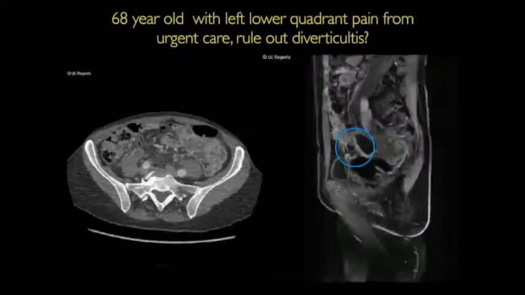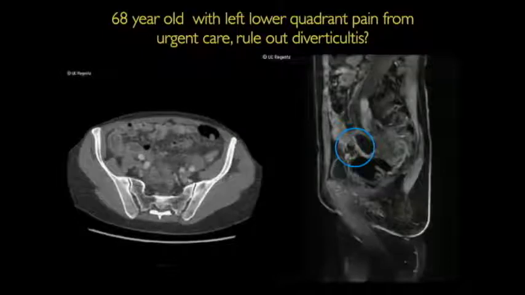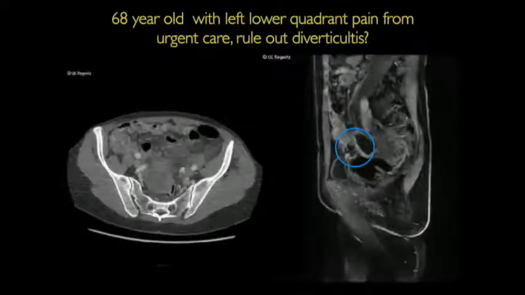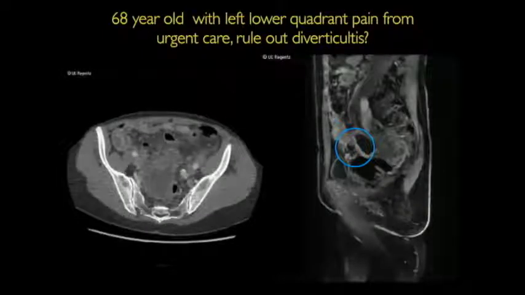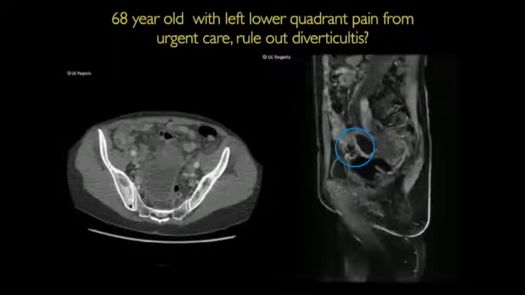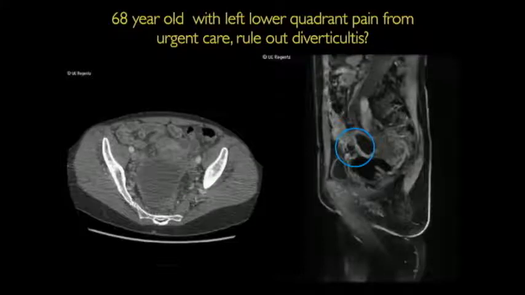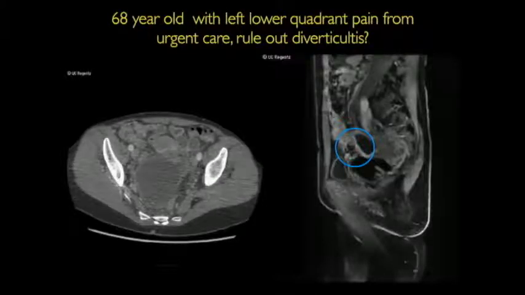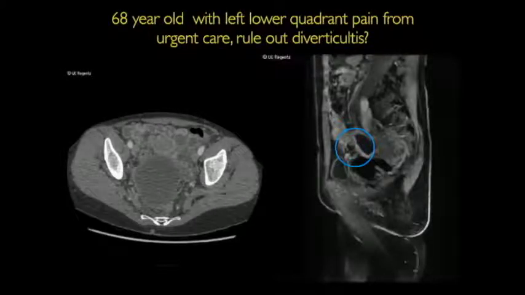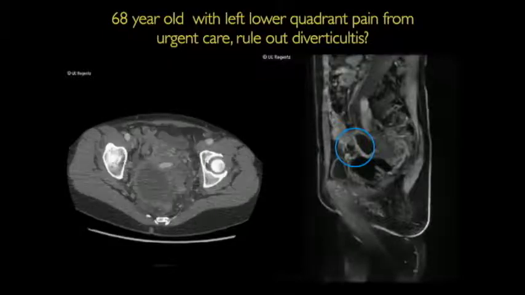And the very last case here is a 68-year-old with left lower quadrant pain from urgent care, a 5 o'clock case. I think the CT is running a little bit slow, but you could see there's a very large, complex cystic process happening in the left pelvis. Now, in this case, we immediately went to the MRI, and we could see the twisted vascular pedicle. She had a twisted benign ovarian cyst.